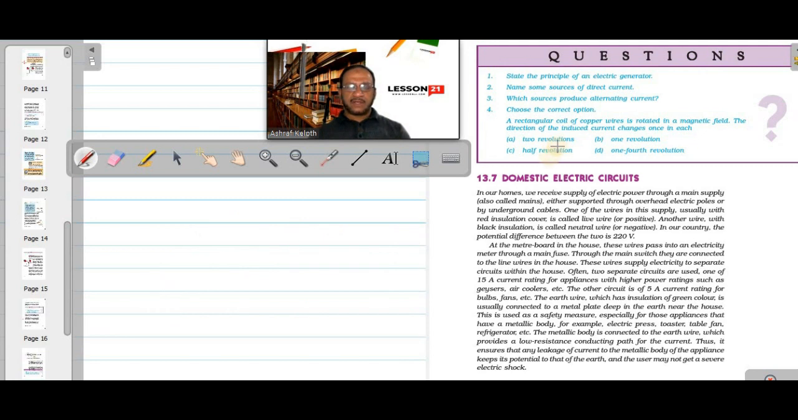The next question, question number 4. A rectangular coil of copper wire is rotated in a magnetic field. The direction of the induced current changes once in each... Answer is half revolution. Each half revolution. We have seen this in the working of the generator.